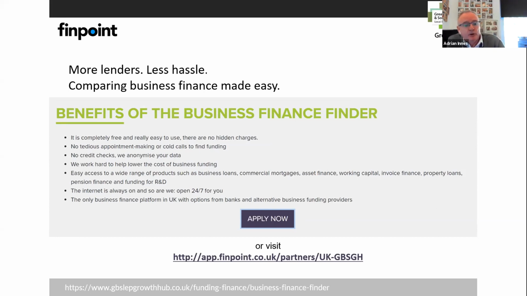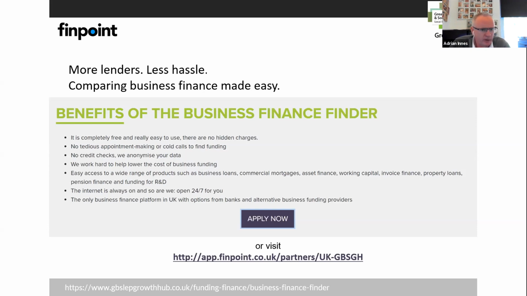What happens is once you've completed that application, we will look at your financial accounts, we will look at your bank statements, we will do some due diligence on your behalf, and we'll make sure that the project description that we're posting to our funders, which is anonymous, is accurate. Initially, the funder only gets to see the amount of money you want to borrow, the purpose, the reason why you want to borrow the money, and the term that you want to borrow that money over.